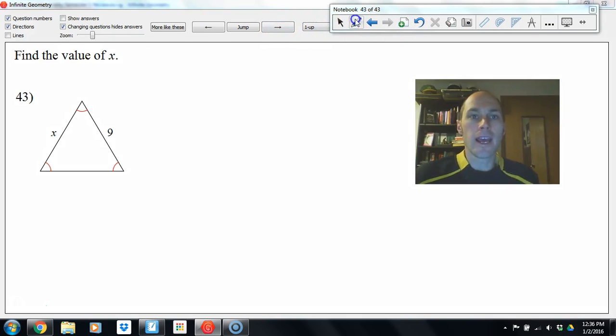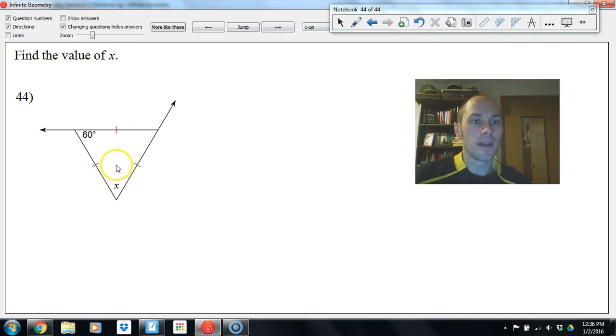Next, we want to find the value of x. Since all three angles are congruent, it's an equilateral triangle. And I know in equilateral triangles, all sides are congruent. So all sides would be 9 in this case. And x would be 9. Equilateral triangle again. So if all sides are the same, all angles are the same. So x would be 60 degrees.